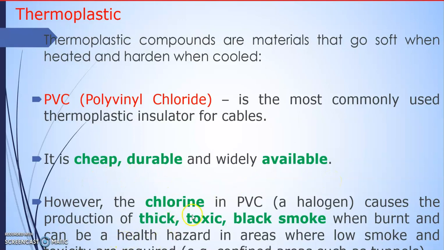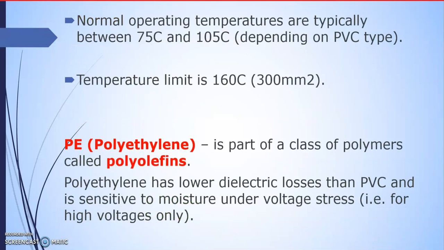But see, the chlorine or halogen in PVC causes the production of thick, toxic black smoke when burned. So when PVC is burned, it will deteriorate the atmosphere. Pollution will be created. It is toxic. It will create thick residue and black smoke also. So it can create a health hazard in areas where low smoke and toxicity are required. Some areas require this from the environmental protection and safety point of view, and it can create a hazard in confined areas such as tunnels. When you use it in tunnels, it can create hazards and affect humans if it is burnt. So this care we also have to take.